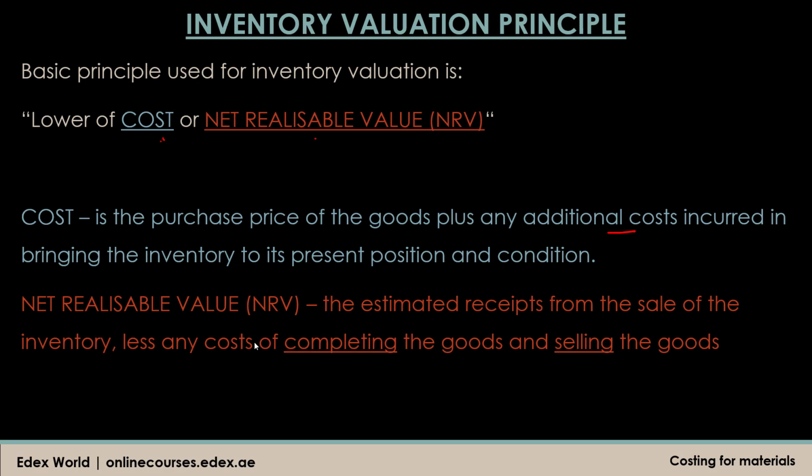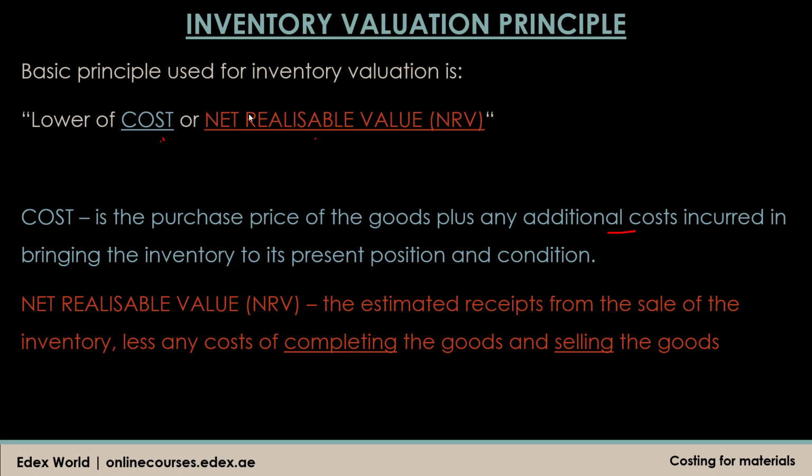Then coming to the definition of NRV, or net realizable value, it is the estimated selling price of that product less any costs that are necessary to complete that product and sell that item. What do you mean by completing and selling the item? Sometimes inventory items may not be in complete form, or you may have to do some kind of processing, packaging, or any other cost may have to be incurred on that item before it can be sold. So all such costs are called costs of completion.